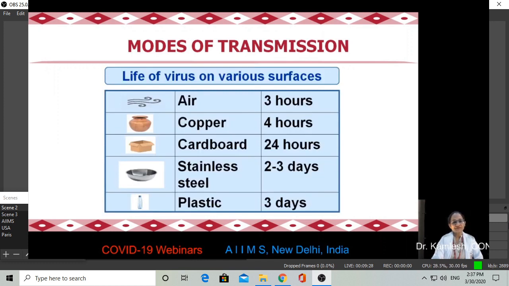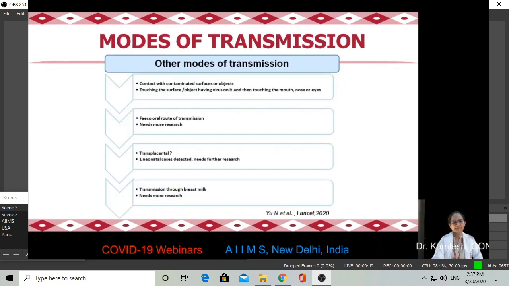Now, what is the life of the virus on the various surfaces? It has been noticed that in the air it can survive up to 3 hours. On copper surfaces, the life of the virus can be up to 4 hours. On cardboard boxes, it can be up to 24 hours. On stainless steel, it could survive up to 2 to 3 days. And on plastics too, it could survive up to 3 days.